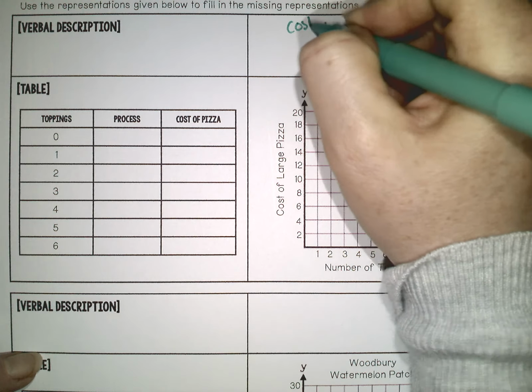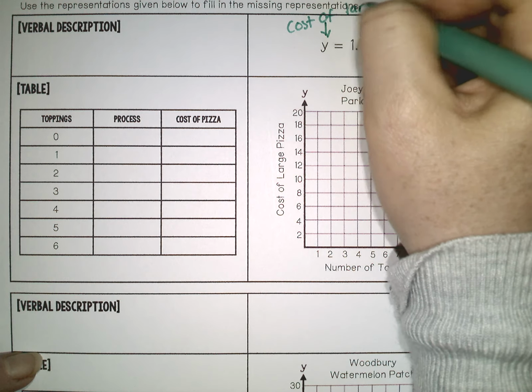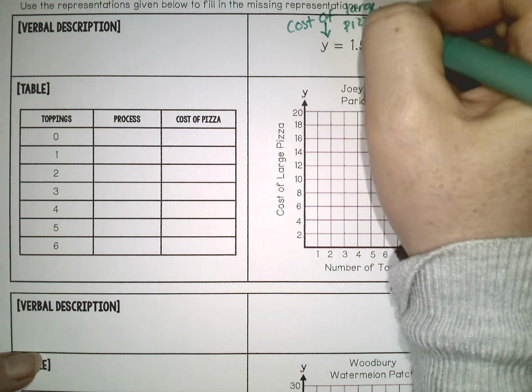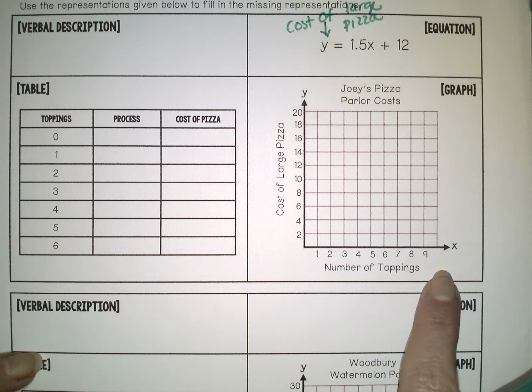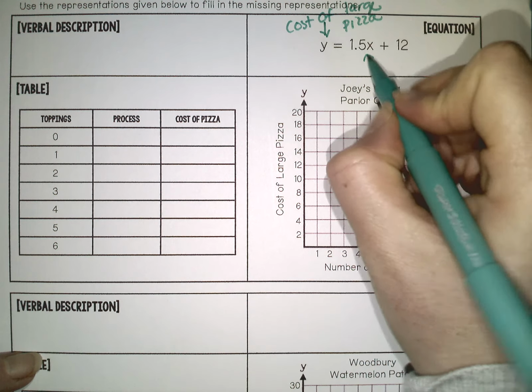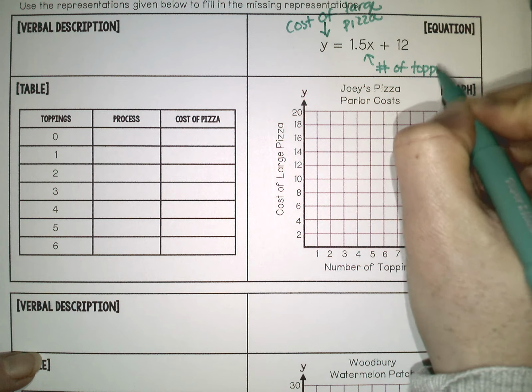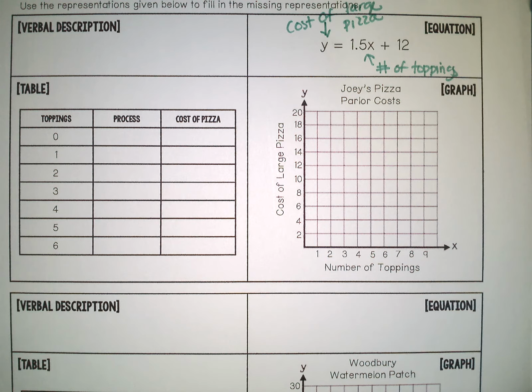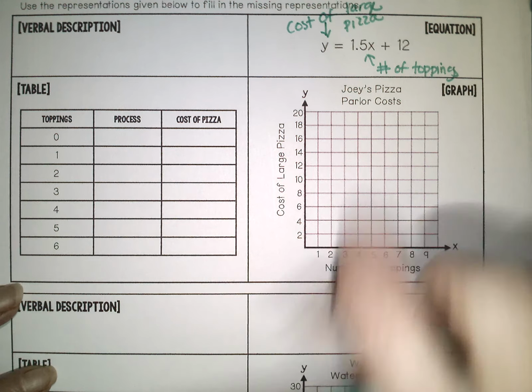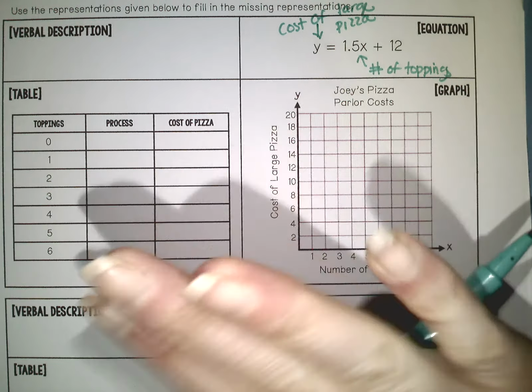And the y-axis is the cost of a large pizza. So this is the cost of a large pizza. And on the x-axis is the number of toppings. So this is the number of toppings on your pizza. So now we can put this into context a little bit.